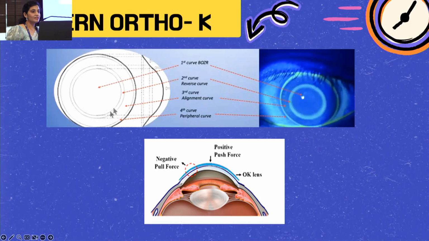And after that are the alignment zones. The alignment zone makes sure the lens is stable and centered. And the last one is the peripheral lift edge, and that area lets the oxygen reach the tear film and be permeable. So this is how the modern Ortho-K lenses are designed. And there are better designs, made of good materials, and also people are more aware of how to use it and how to dispense these lenses.